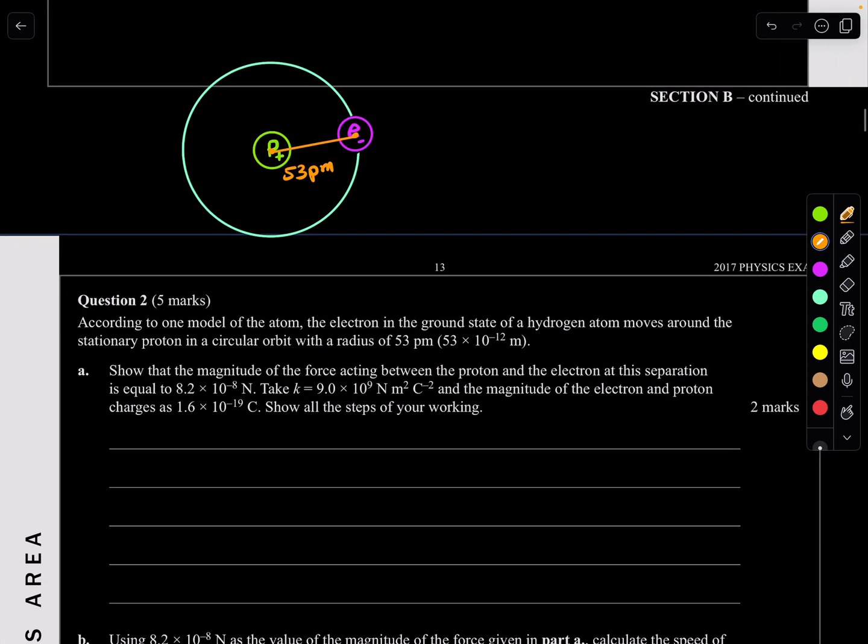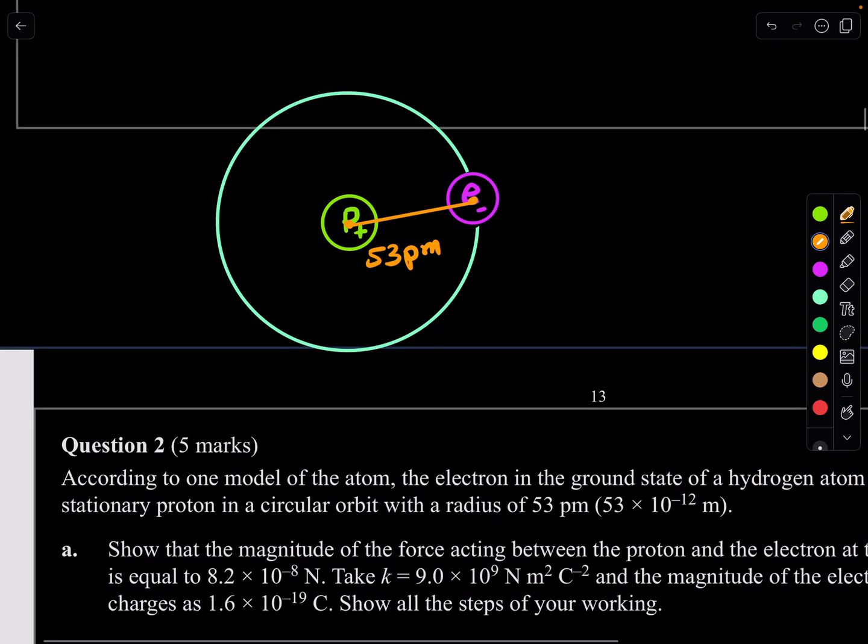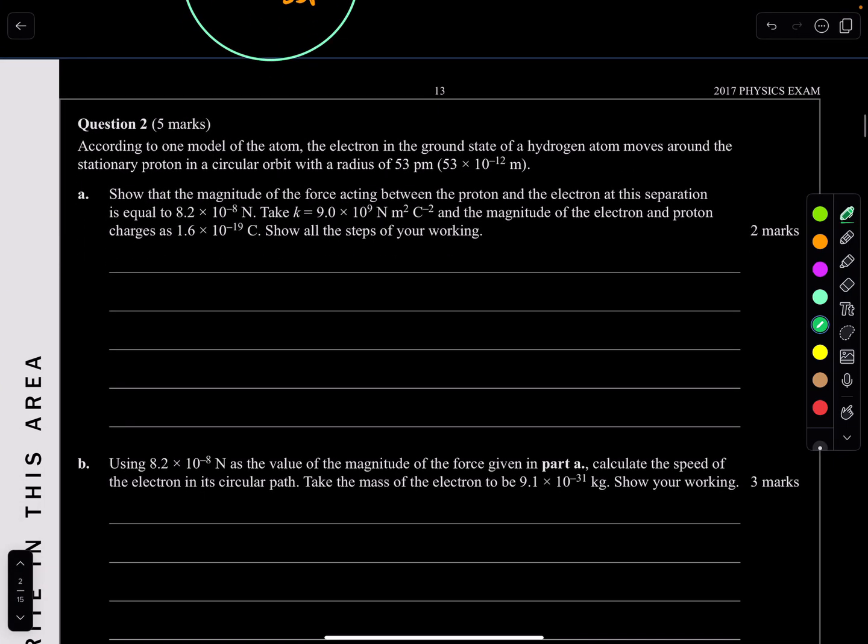And we also have the charges. What we want to do is show the force acting between the proton and the electron at the separation. Of course, we get a force that the proton exerts, and also a force that the electron exerts. And they will be equal, by the way. Those two forces will be equal. And it's quite easy to find that. The force is just equal to K times Q1 times Q2 divided by R squared, your radius squared.